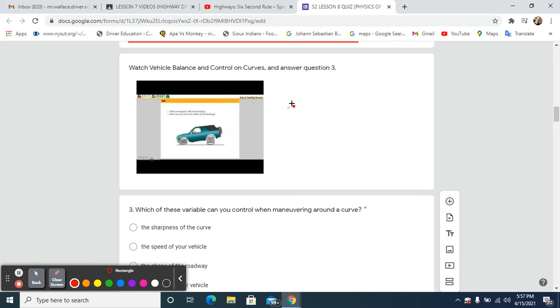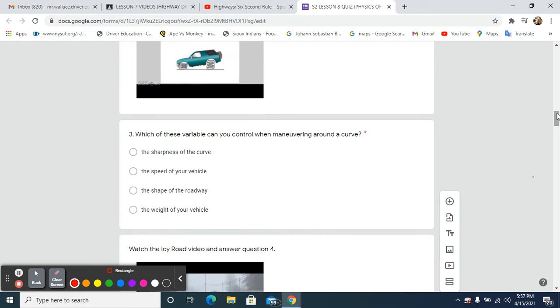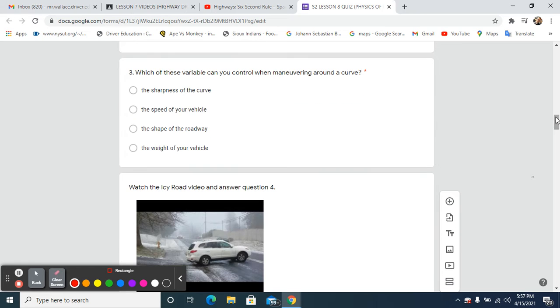Okay, watching this video here about vehicle balance and control on curves, we learned that there are variables, or factors, that come into play, right? And we want to know which variable or factor we can control. I don't know if I can change this. Oh, that's too bad. Okay, let me clear screen. Okay, so which variable or factor can we control when maneuvering around a curve?